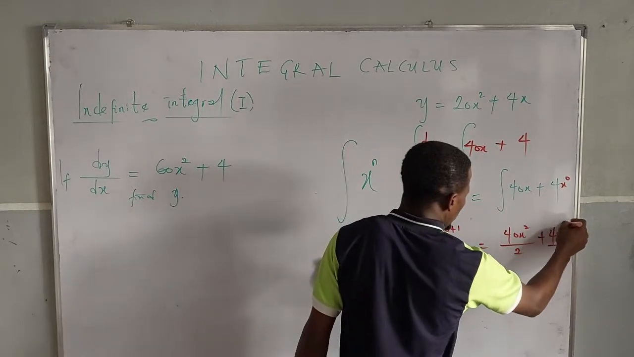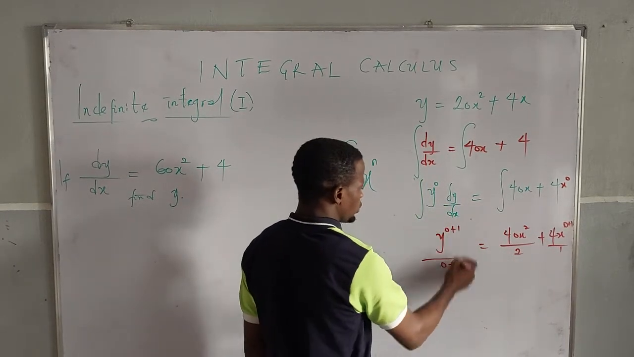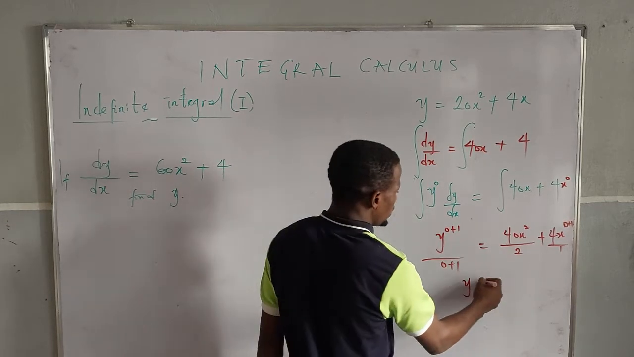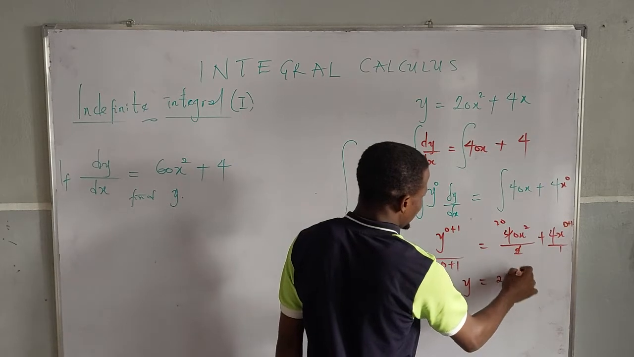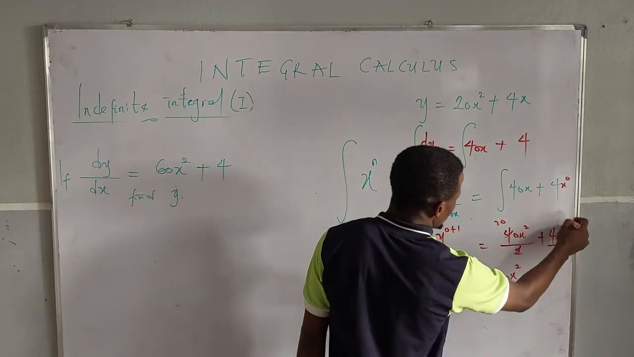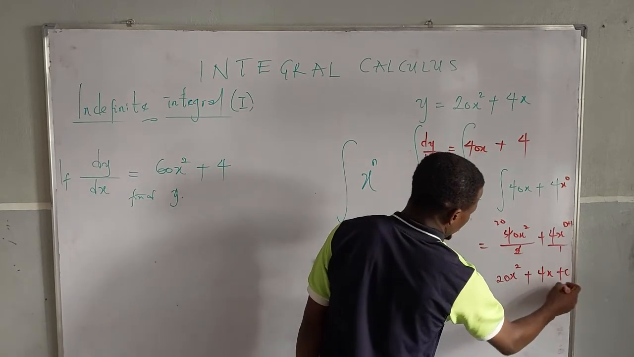0 plus 1. So what do we have? This one will still become y raised to the power 1, which is y. Now because 2 here becomes 1, 2 here becomes 20. So 20x squared plus, increased by 1, I will give you 4x. Then plus c, a constant.